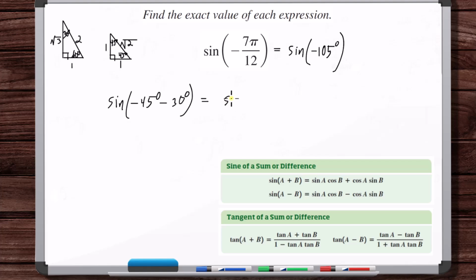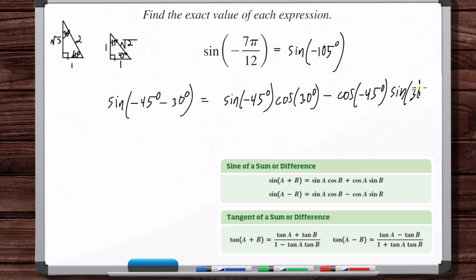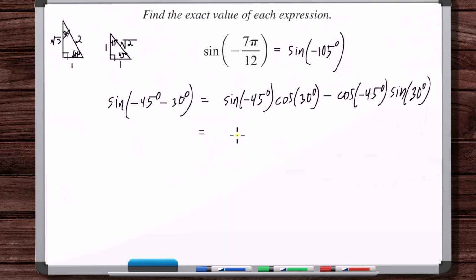So we've got sine of minus 45, and then it's going to be cosine of just 30 because we're using the difference formula. And then minus cosine of minus 45, sine 30. Okay. Now, sine is an odd function, so we can take sine of minus 45 as minus sine of 45. Cosine is an even function, so we can just write cosine of 45.